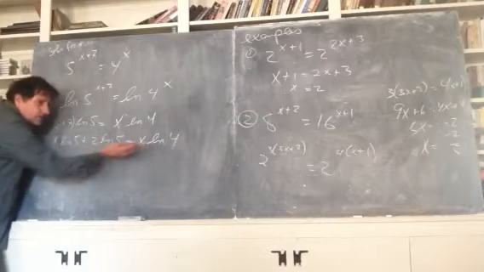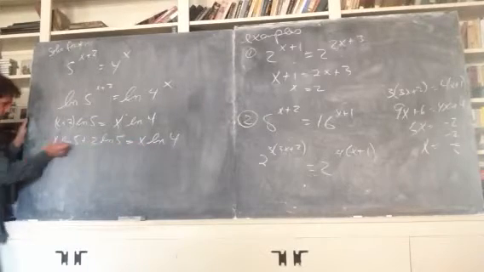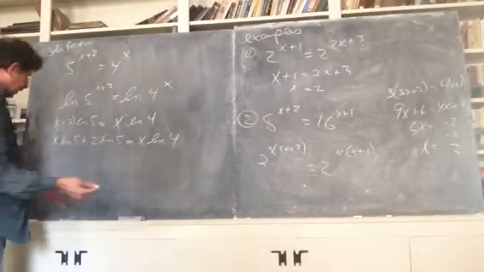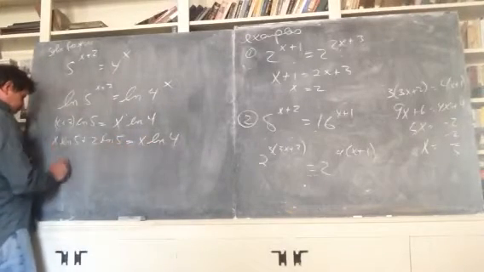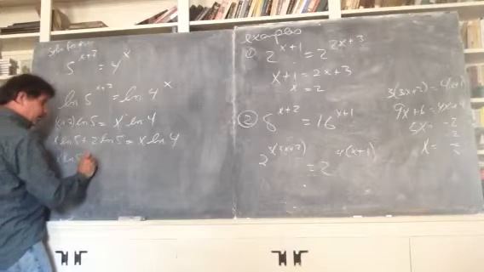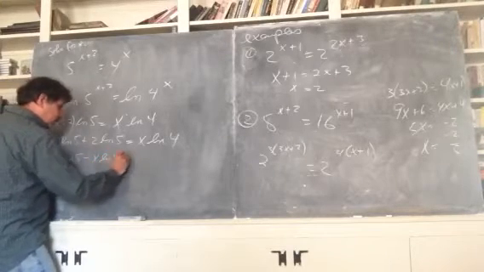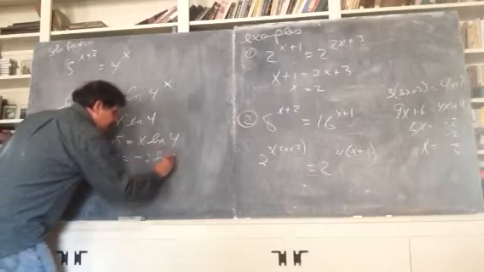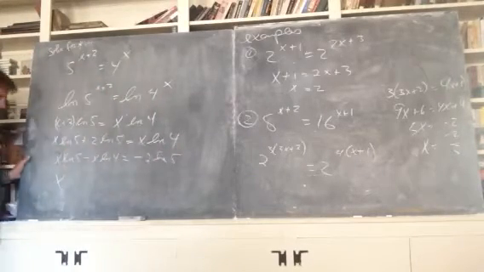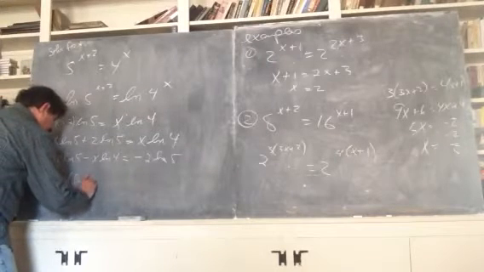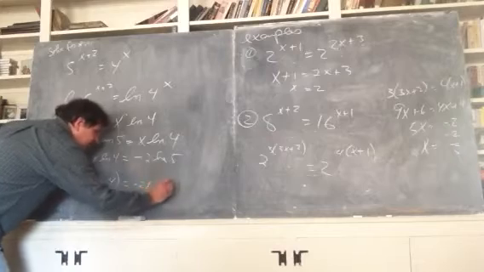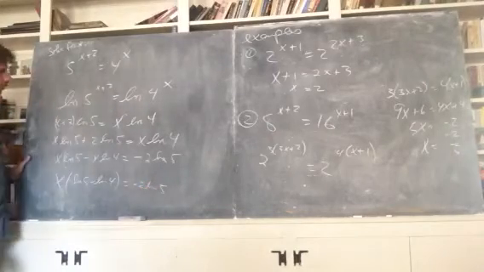And then to solve this, you have to get the x's on one side and all the numbers on the other side. So I'm grouping these two together: x times ln 5 minus x times ln 4 equals negative 2 ln 5. The reason I group them together is that I can factor out x: x times (ln 5 minus ln 4) equals negative 2 ln 5.